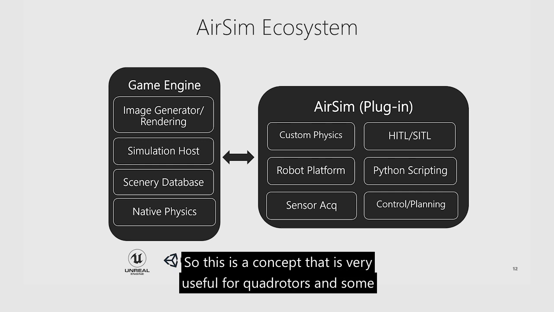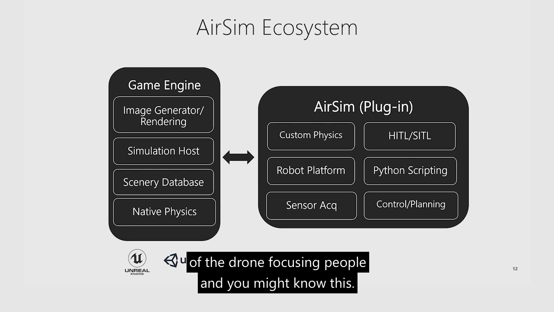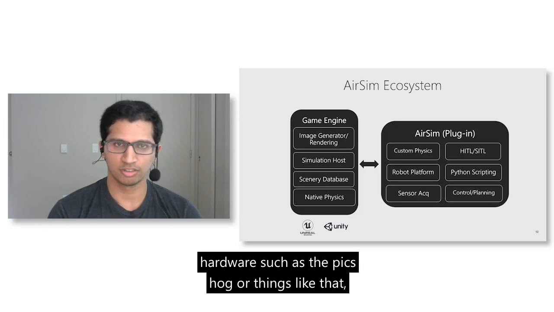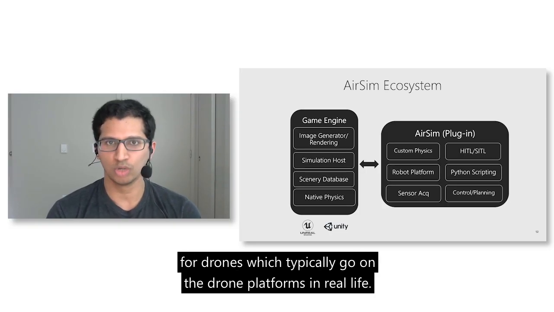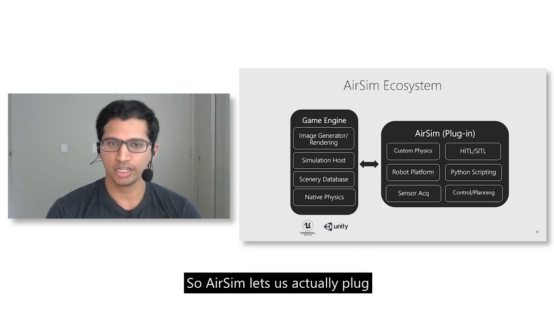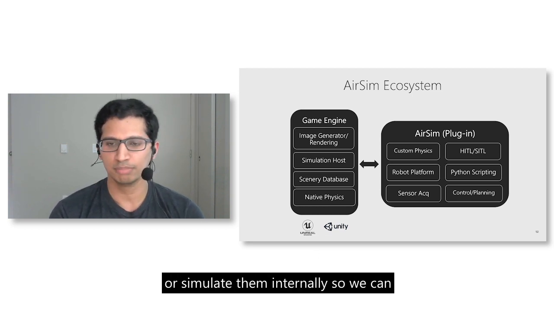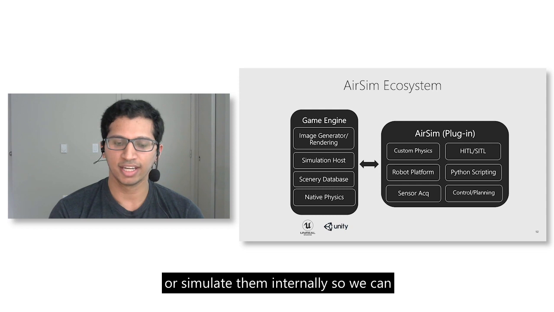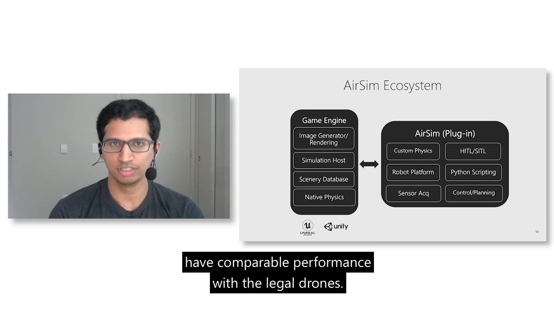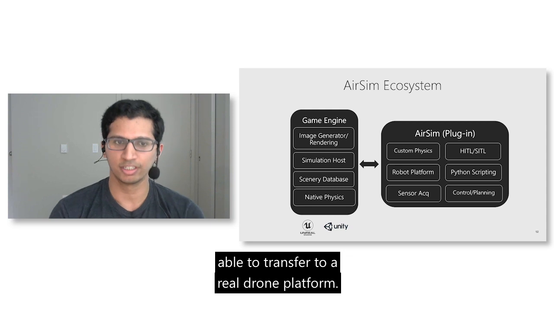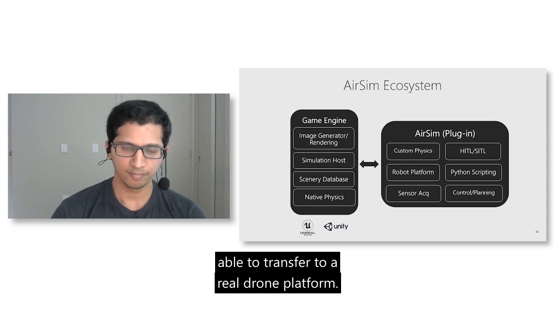This is a concept that is very useful for quadrotors, and some of the drone-focused people might know this. There is off-the-shelf hardware such as the Pixhawk for drones, which typically goes on the drone platforms in real life. AirSim lets us plug them in as a hardware-in-the-loop simulation or simulate them internally, so we can have comparable performance with the real drone. Whatever we build in the simulation should be able to transfer to a real drone platform.